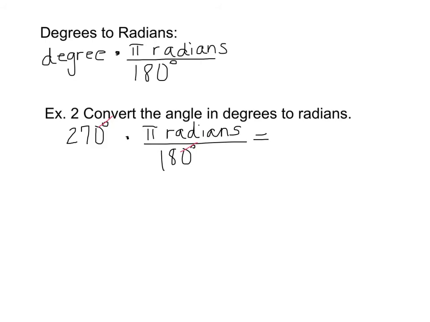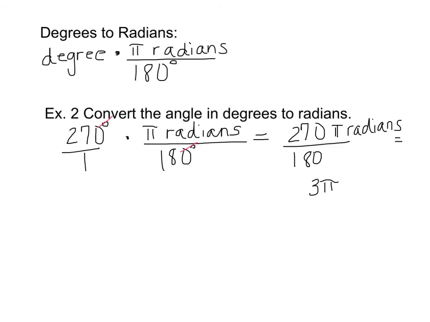So then you're left with, if you multiply straight across, because we can put this over 1, 270 pi radians divided by 180. Now when you get here, you're going to either divide or reduce the fraction. If we reduce it and divide them both by 90, you're going to end up with 3 pi over 2 radians. And there you have it.